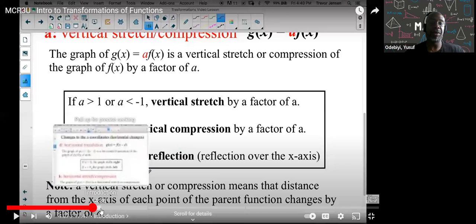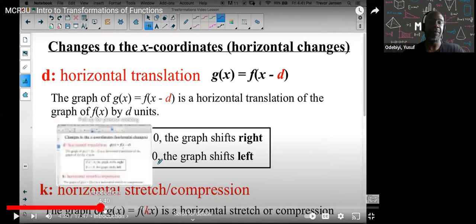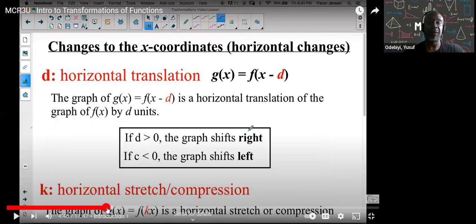That's a little bit of review. So now we get into horizontal changes, the translations. The D, like we said before, moves the whole thing left and right. If it's positive, it goes to the right. If it's negative, it goes to the left. So we know that. And then fast forward.